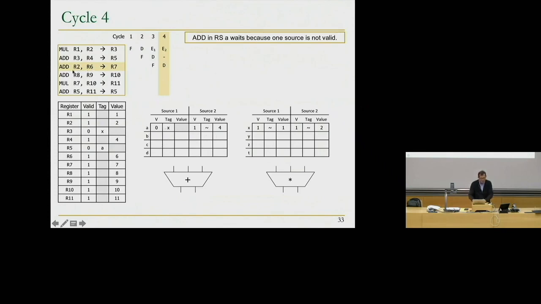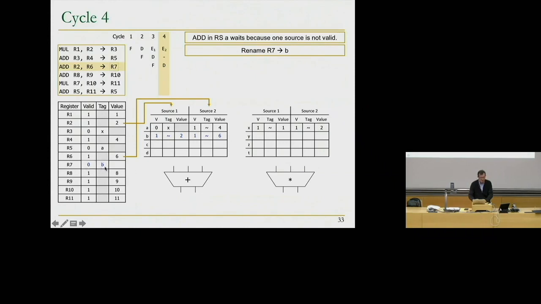Then we read the source operands. What does that mean? We read R2 and R6. If you read R2, you will find that it's valid. Its value is 2. Great. If you read R6, you will also find that it's valid, and its value is 6. So in the next cycle, this should be able to execute. And we also rename the destination register R7 to the reservation station entry ID that we put this instruction into.